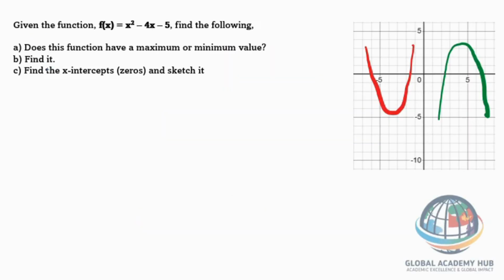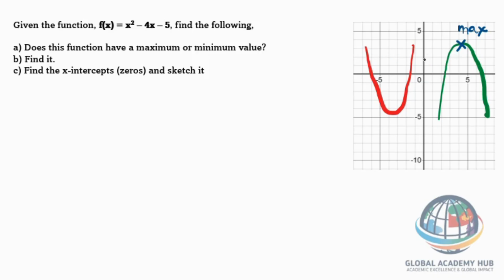And we're asked if it has a maximum or minimum value. And this is a quadratic function. The highest power is 2. And quadratic functions look like the ones that we have here in red and green. They either open up like a U or they open down, like in the case of the green, like an upside-down U. If it opens downwards, like the green one, right here is the highest point, and that is called a maximum. It doesn't go any higher than that.